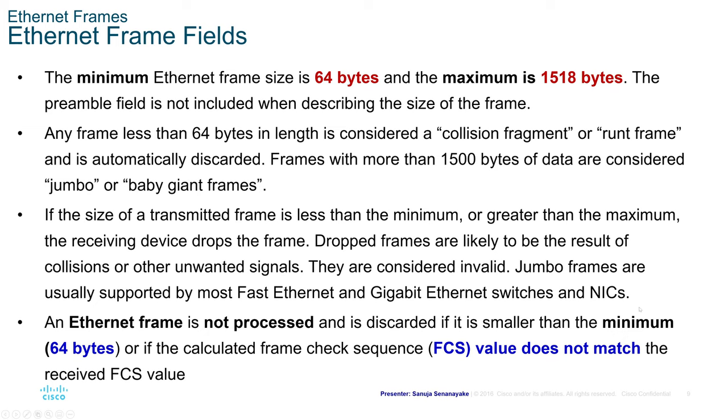However, jumbo frames are usually supported by most Fast Ethernet and Gigabit Ethernet switches and network interface cards. An Ethernet frame is not processed, it is discarded, if it is smaller than the minimum 64 bytes, or if the calculated frame check sequence, or FCS, value does not match the received FCS value. So remember, the Ethernet frame is not processed if the size is smaller than the minimum of 64 bytes, or the calculated FCS value does not match the received FCS value. However, if it is over the maximum, it may be processed because jumbo frames are supported by most Fast Ethernet and Gigabit LAN switching systems.